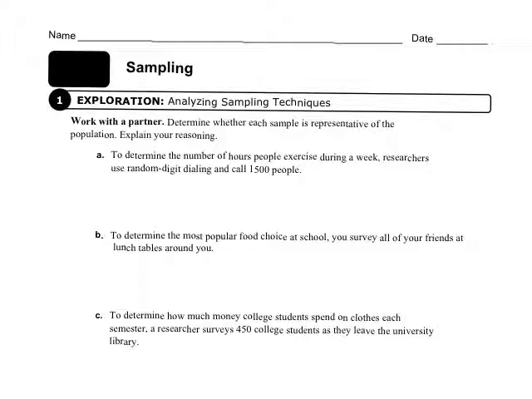The first one says, to determine the number of hours people exercise during a week, researchers used random digit dialing to call 1,500 people. So using random digit dialing, they're going to call 1,500 people. All of those people are completely random, right? And there is in no way, shape, or form that just dialing phone numbers, these researchers are going to be able to sway the surveys either way. So we would call this random.